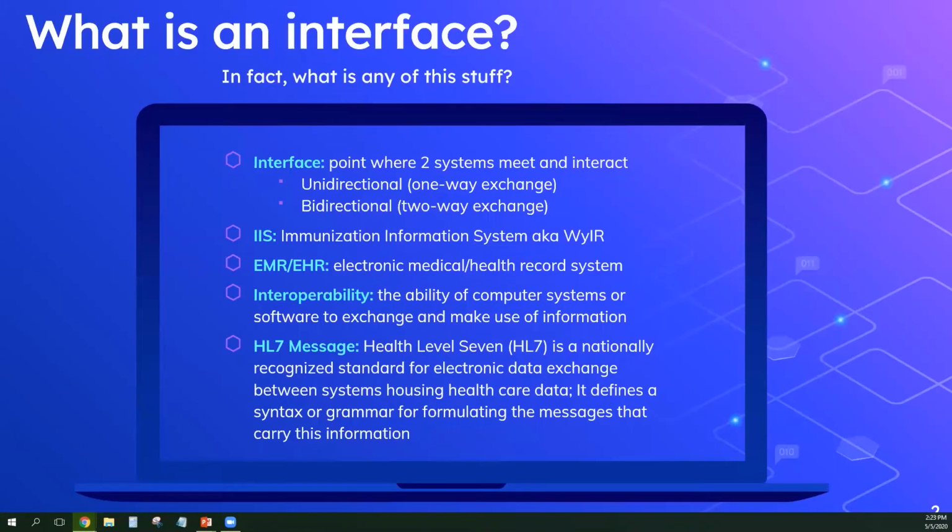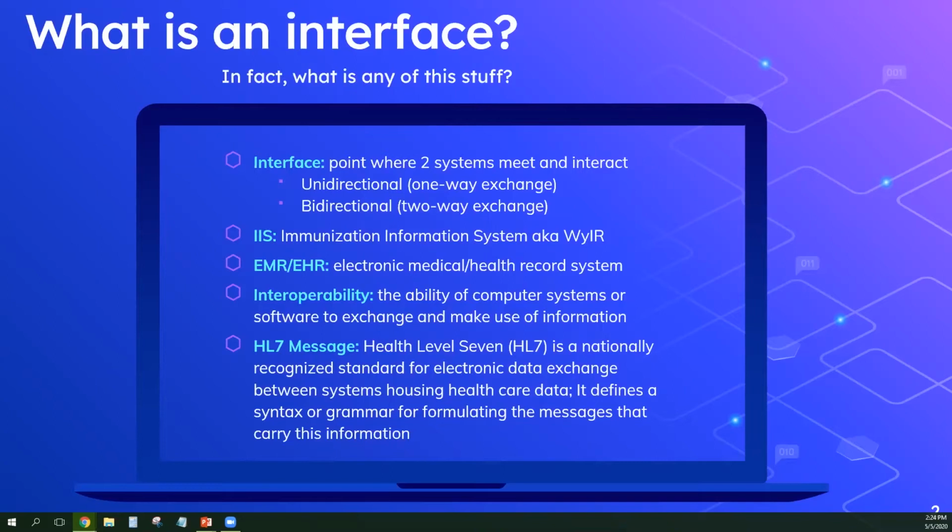An interface is a point where two systems meet and interact. So it's quite literally an electronic connection between two systems. An interface can be unidirectional, meaning information only flows one direction. So data is sent from one system and received by the other system. An interface can also be bidirectional, meaning that information is sent and received by both systems.